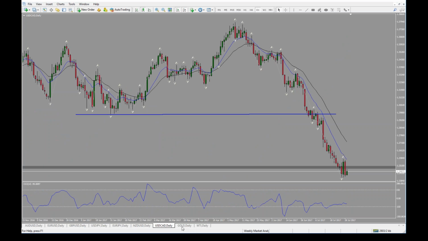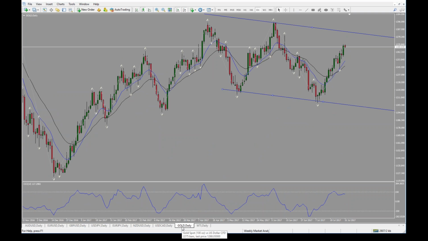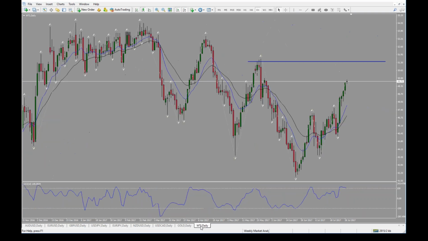Kiwi dollar, possibly a pullback and then continuation of the trend. USD CAD is nothing. Gold, we've drawn in what could possibly be a new channel, so let's see how it behaves as we approach that top line. And oil, we've just drawn in a flat level line at around about that 51.30 mark, just to see what happens as we approach it. Okay, there you have it. That's our full analysis for the week.